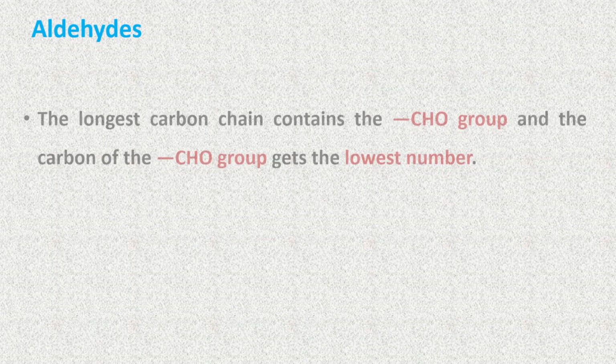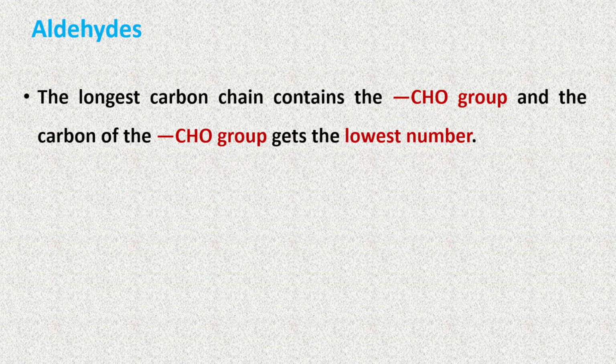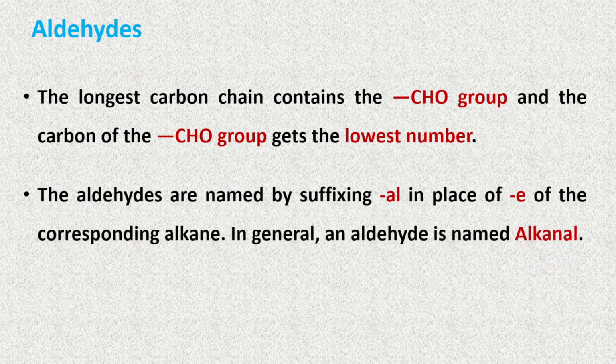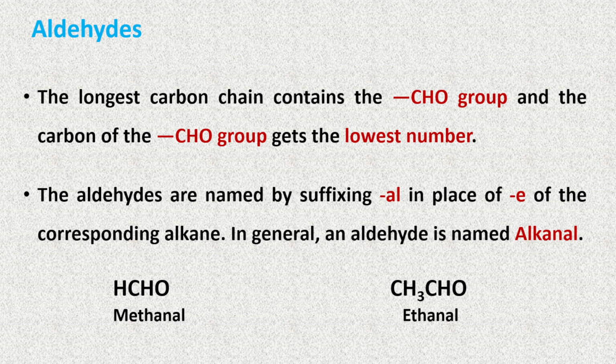The next topic is aldehyde. The longest carbon chain must contain the aldehyde, that is the CHO group, and the carbon of the CHO group gets the lowest number. They are named by suffixing "al" in place of the "e" of the corresponding alkane. In general, an aldehyde is named alkanal. For example, HCHO, the smallest aldehyde, is named methanal. CH3CHO is ethanal.